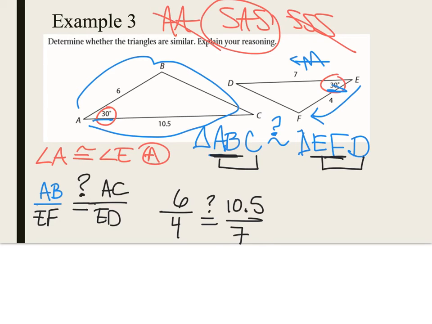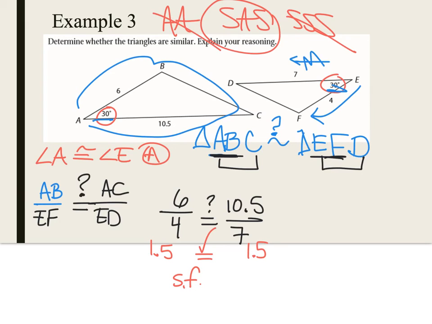If you do it as division, you simply type in 6 divided by 4. That would give you 1.5. On this side, type in 10.5 divided by 7. That also gives you 1.5 exactly. Those are equal. So that's enough to say that they are in the same scale factor.